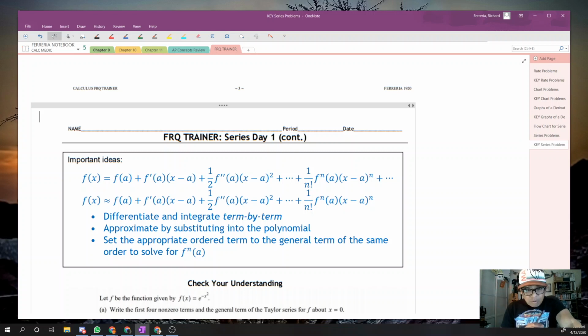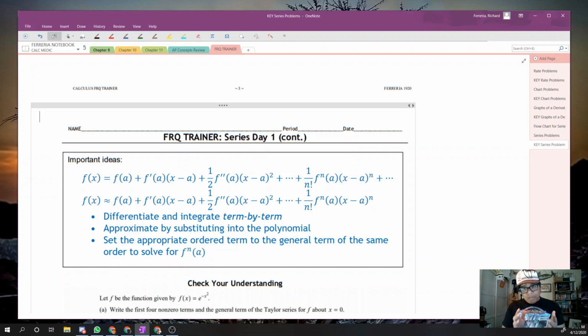That doesn't happen, okay? Your variable is not going to be n. It's either going to be x or t, maybe theta, I don't know. If you need to approximate anything in this whole series concept, approximation just means you're substituting into a polynomial and not substituting into a whole series.